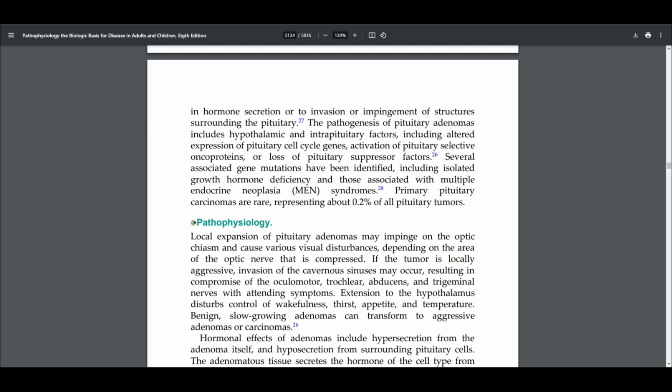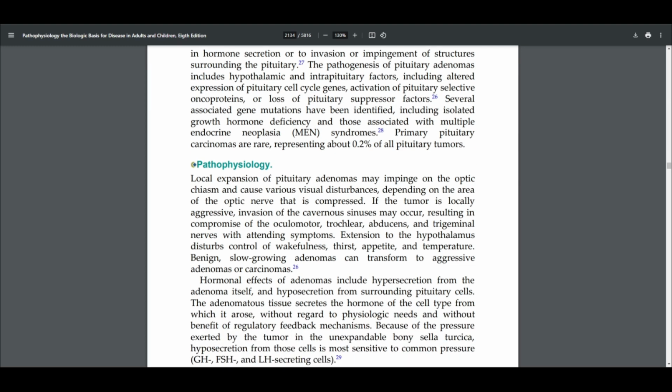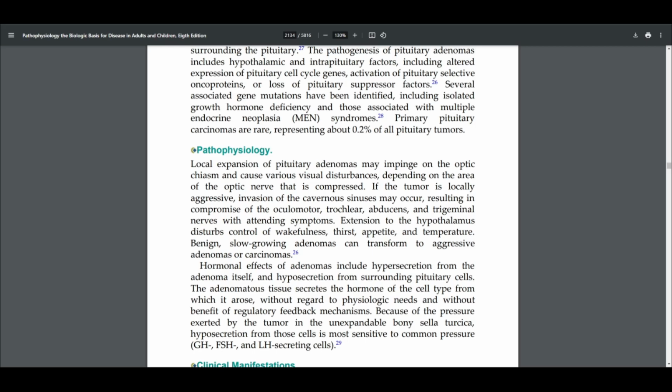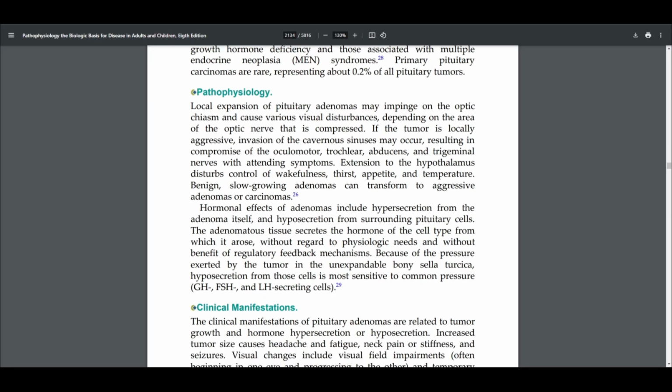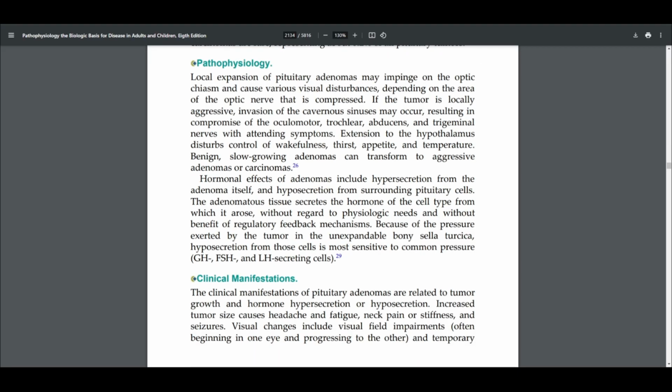The pathogenesis of pituitary adenomas includes hypothalamic and intrapituitary factors, including altered expression of pituitary cell cycle genes, activation of pituitary selective oncoproteins, or loss of pituitary suppressor factor. Several associated gene mutations have been identified, including isolated growth hormone deficiency and those associated with multiple endocrine neoplasia syndromes. Primary pituitary carcinomas are rare, representing only about 2% of all pituitary tumors. So what is the pathophysiology behind it?